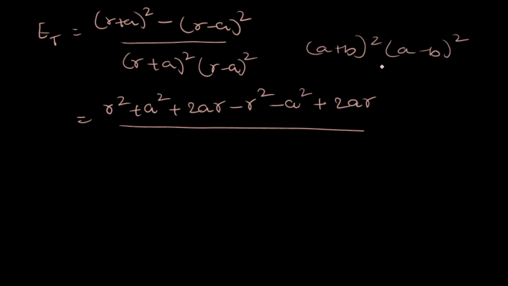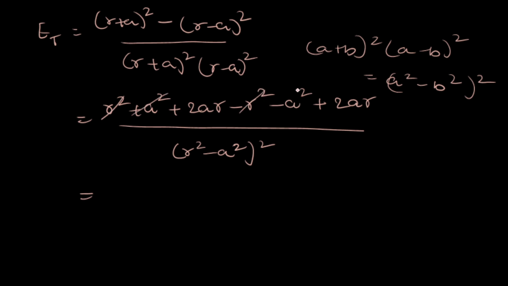see, (a plus b) whole square into (a minus b) whole square is (a square minus b square) whole square. Here therefore we have (r square minus a square) whole square. Therefore the total electric field will be equal to, here minus r square plus r square and minus a square plus a square get cancelled. Therefore we are left with plus 4ar by (r square minus a square) whole square. This is the total electric field.